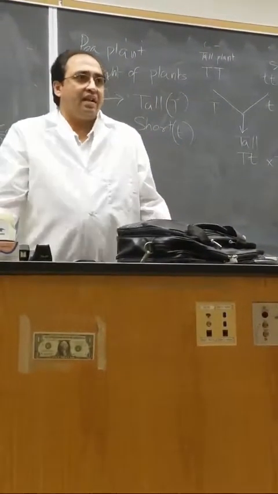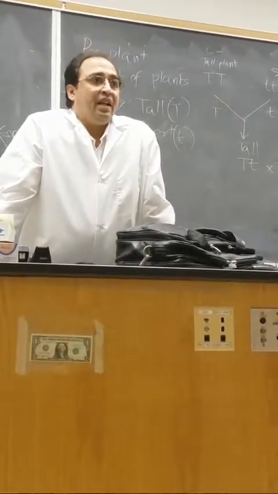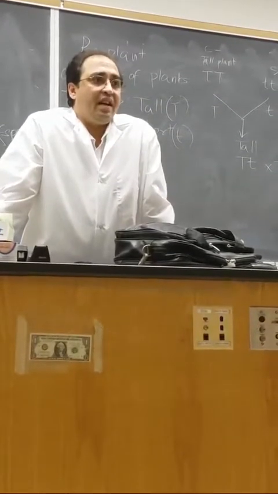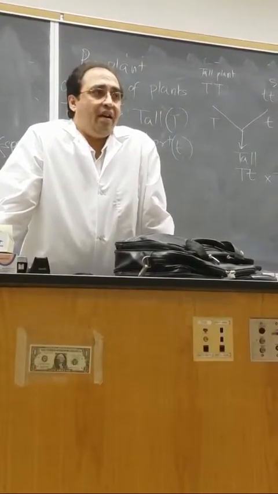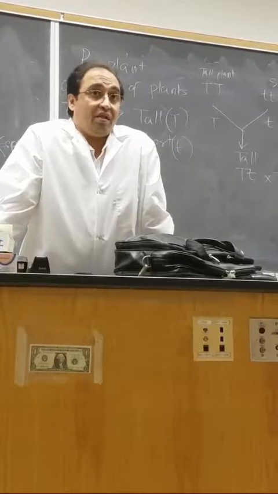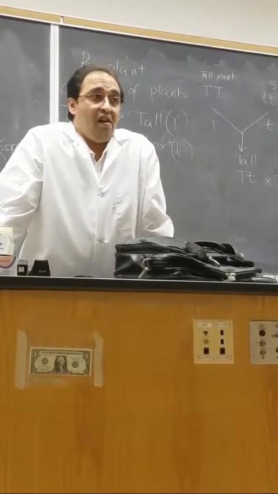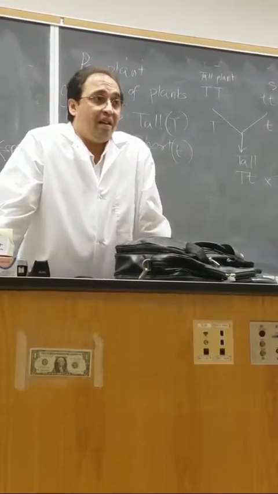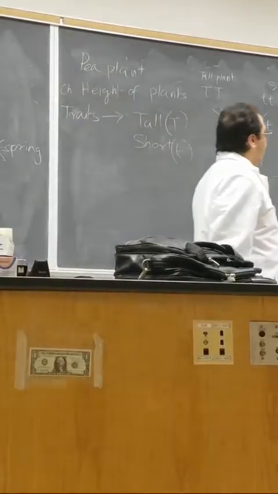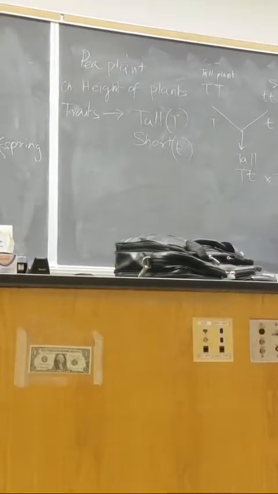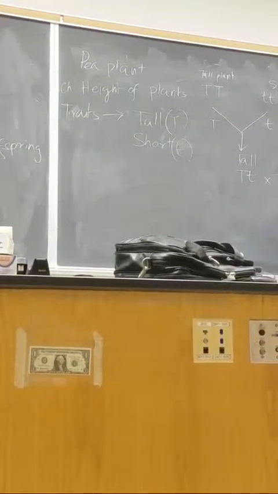So what will be their outside characters? Yes. Most of them will be tall, but some of them will be short. Which one is tall and which one is short? The short one is the only one that has tt, and the rest will be tall. Which one? This is short. No, the small one, this piece, is short.